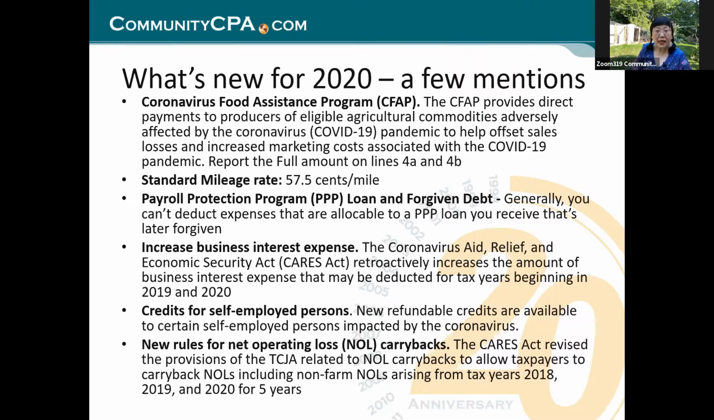And of course, standard mileage, don't forget, is 57.5 cents per mile for your activities in farming. And the Paycheck Protection Program is also made available to Schedule F. Increased business interest expense means that if you had large interest expenses in the past, it was limited, but here they actually increase the threshold. You can deduct more. And the same with net operating loss. It used to have a limit, now no more limit for farming. And of course, a new refundable credit for self-employed persons is available to certain self-employed persons impacted by coronavirus. So that is all new things for 2020.